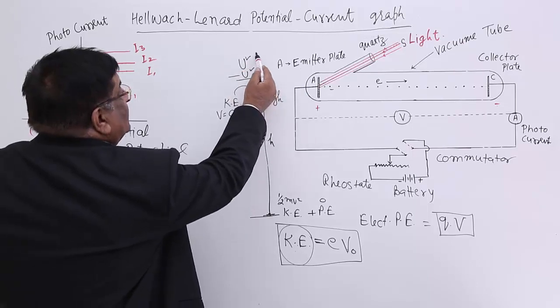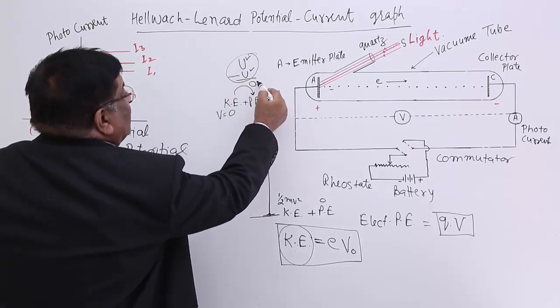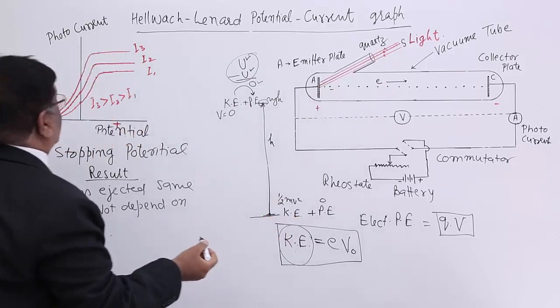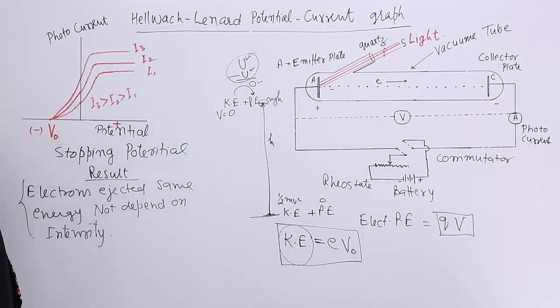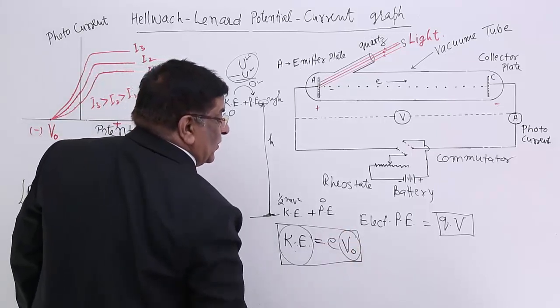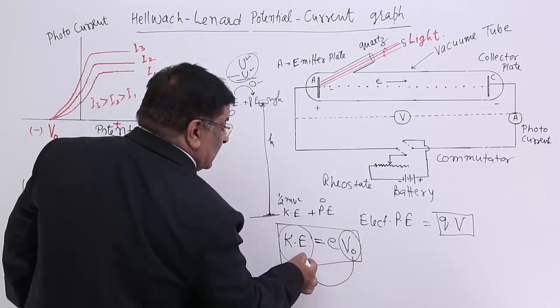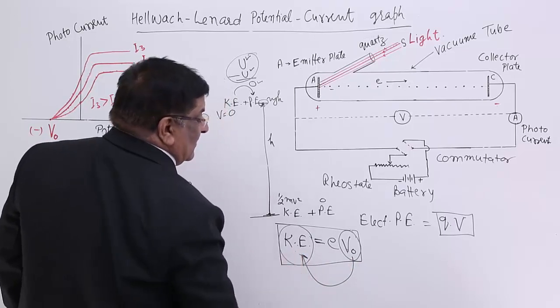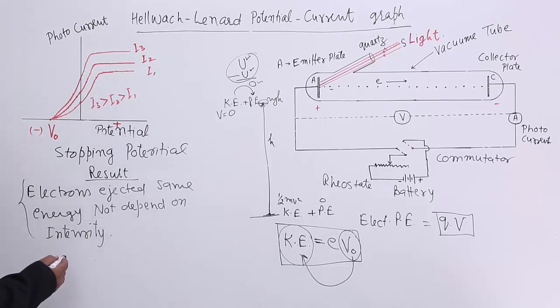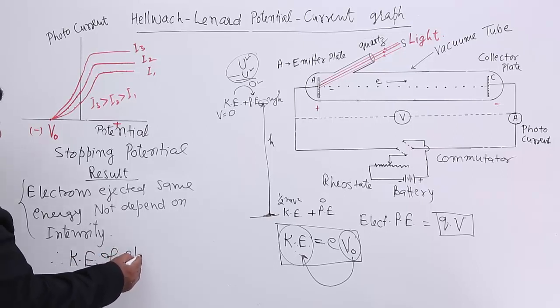Now, the sum of the two energies is zero, so the kinetic energy is zero. The electron stops here, it does not move, and the current becomes zero. So, this is the importance of stopping potential. This gives us the kinetic energy of that electron.